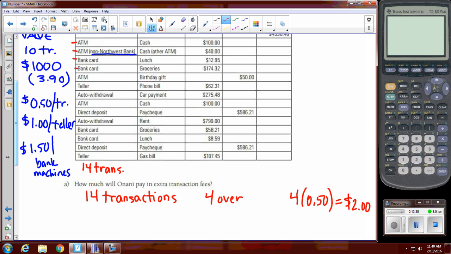If we look through the rest, remember self-serve ones here were free, as long as you don't go over 10. So right here, he has the ATM at not his bank. We should look to see if there's another one of those anywhere that's not his bank.